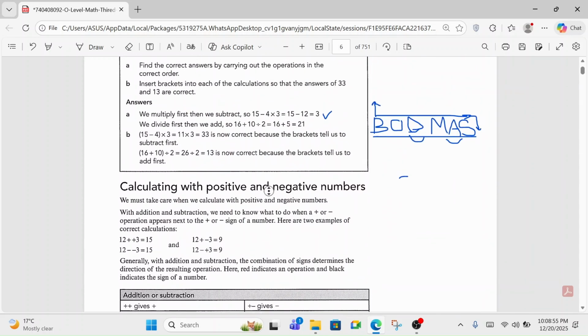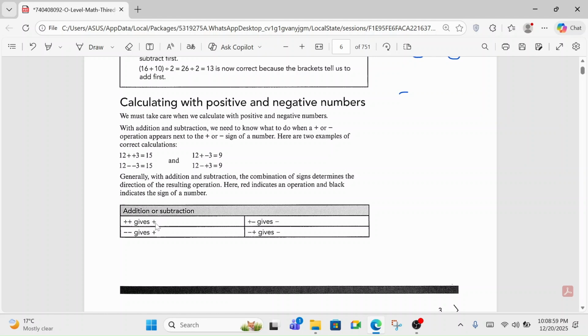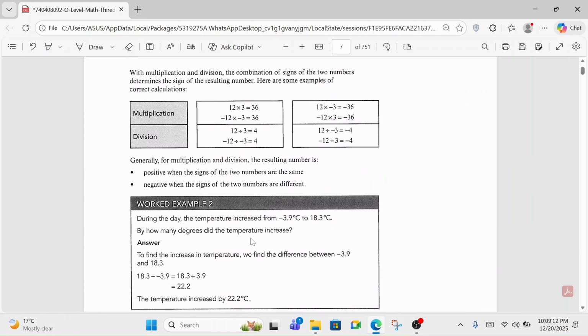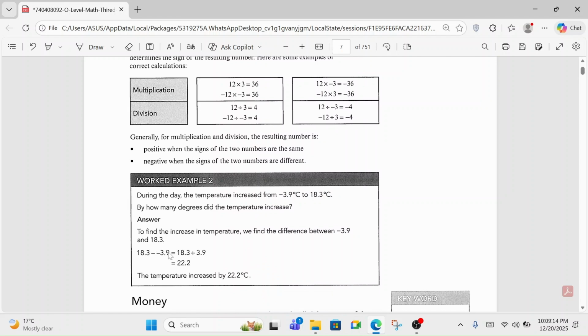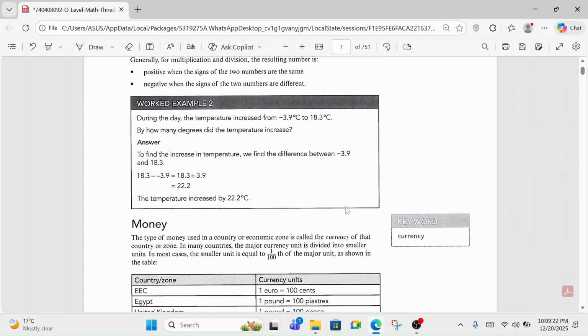If we go above and look at this table: positive gives positive, positive minus gives minus, minus minus gives positive. This is where this term applies. We'll get into this one later if it appears again. So as you can see, minus here will turn into positive because of the rule explained in the table in the previous one. So the temperature increased by 22.2.